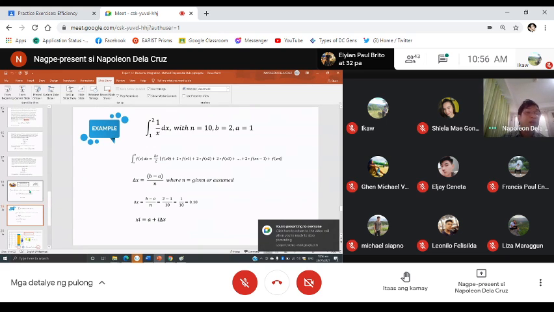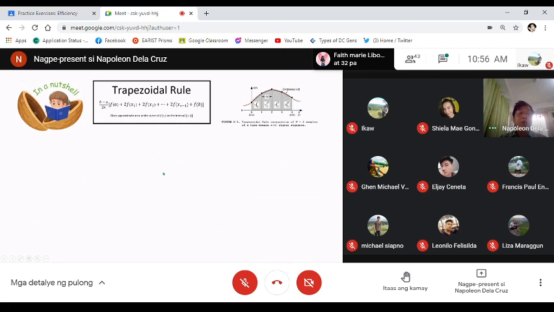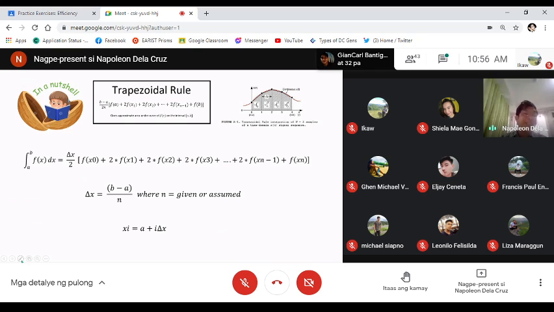Okay, let us have an example. Okay? So take note of this, the delta x is equal to b minus a over n, where n is given or assumed. The xi is equal to a plus i delta x, if i is 0, 1, 2, 3, hanggang i is equal to n. Okay?